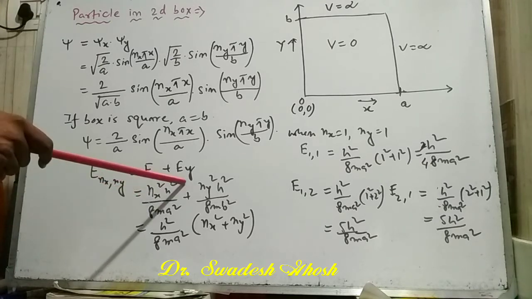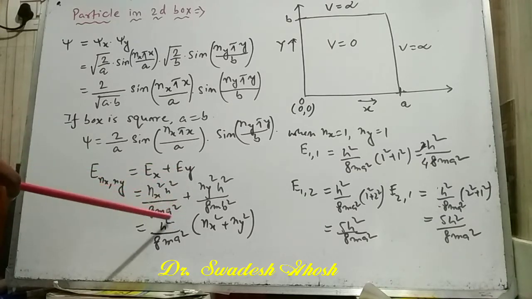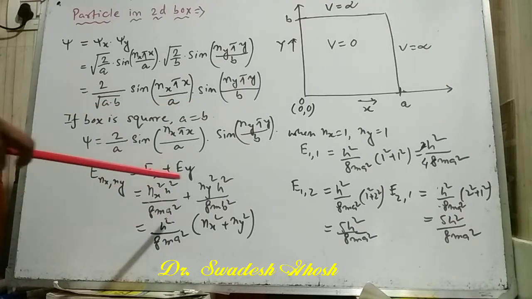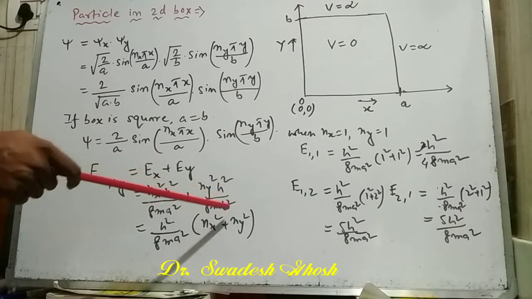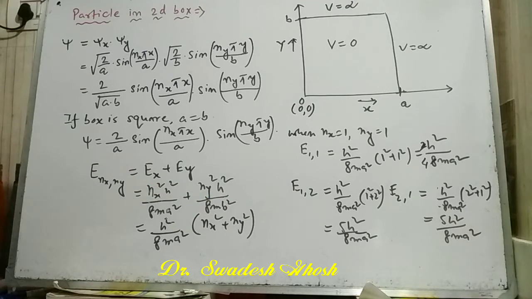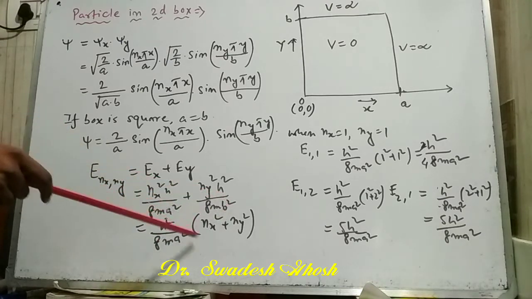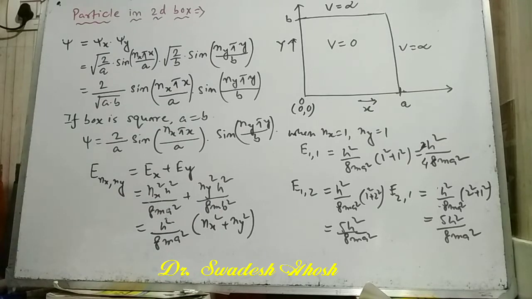So nx square h square by 8m a square, a is the box length along the x-axis, and ny square h square by 8m b square, here b is the box length and ny is the quantum number along the y-axis. Now if the box length a equals b, that is the box is square, then the energy of the particle in a two-dimensional box is given by h square by 8m a square, because a equals b, times nx square plus ny square.